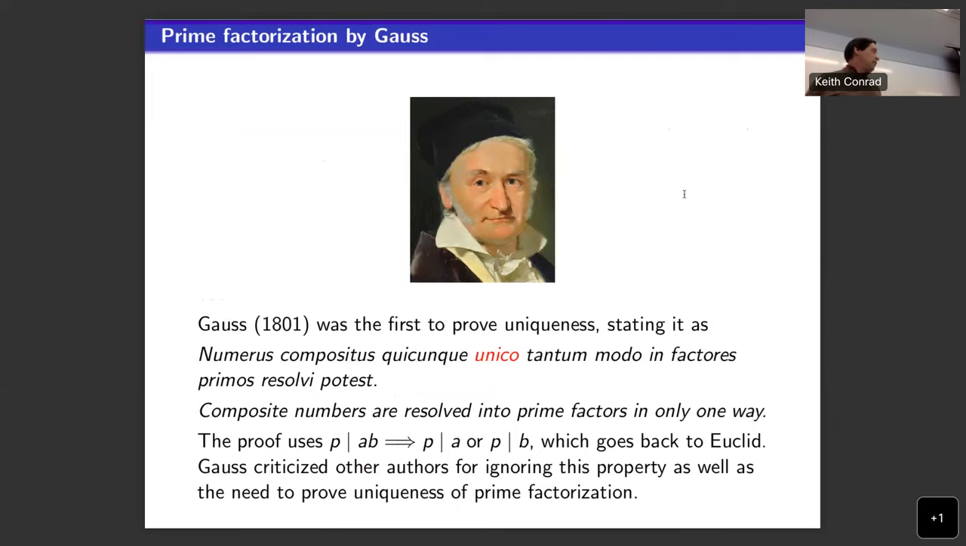So the key step goes back to Euclid, that a prime dividing a product must divide one of the parts. And Gauss really criticized all of his contemporaries for having maybe forgotten about this basic property of primes, and moreover for not admitting that unique factorization was something that had to be shown and not just assumed. But of course, at that time, it was understandable that people would assume unique factorization because it's hard to appreciate that something like that could possibly go wrong. I mean, it seems to work. And so nobody really saw that it was something that was worth spending time trying to rigorously demonstrate.